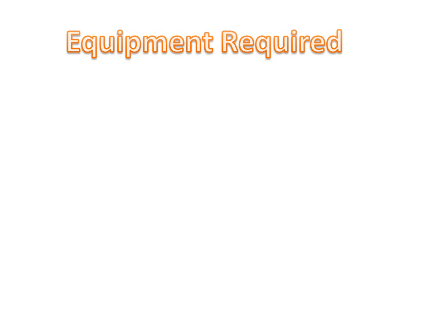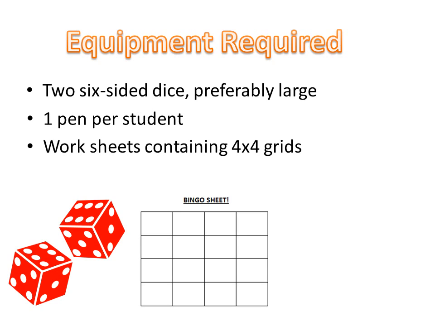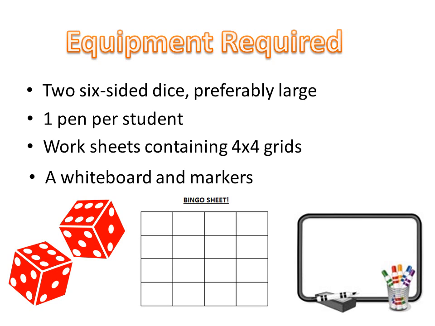Equipment needed for this game of Bingo includes 2 large 6-sided dice, a pen for each student, worksheets with a 4x4 grid like those shown below, and a whiteboard and markers to keep track of the numbers rolled.